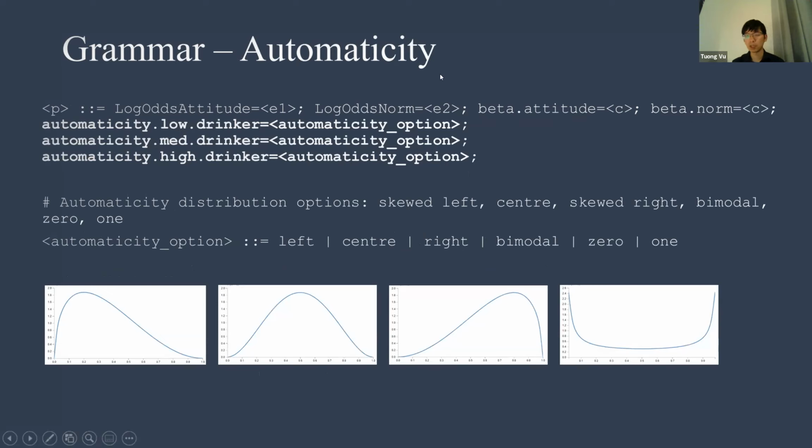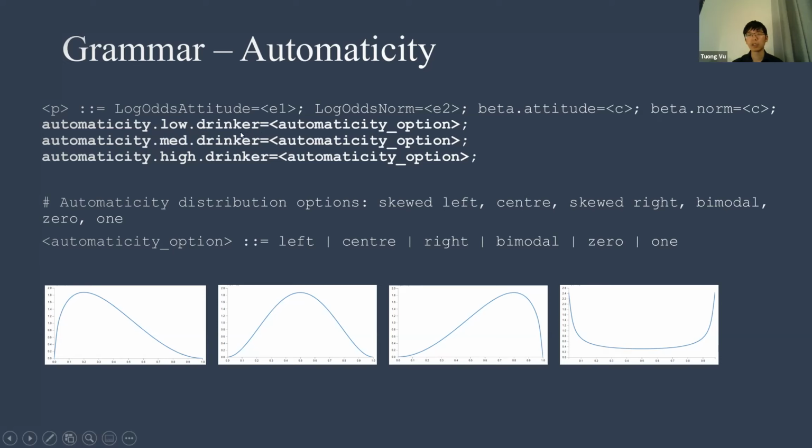Finally, for the automaticity, that decides which pathway you go. So we have 6 options, and I plot the first 4 options here. If automaticity is left, your distribution skews to the left. So for example, for this one, 20% of the time the agent will do habit, and then 80% they will do the intention pathway, and so on. And this automaticity here is different. Each agent will just pick an automaticity from this distribution based on their drinking level.